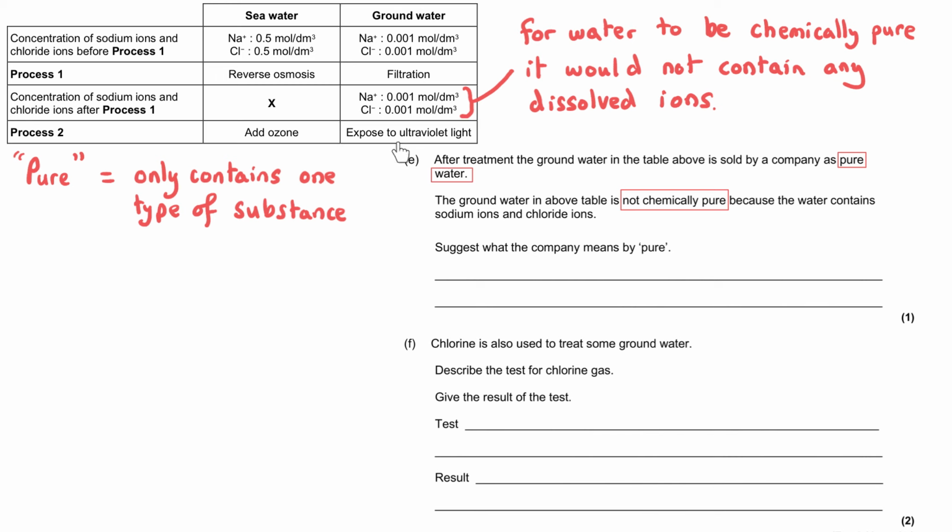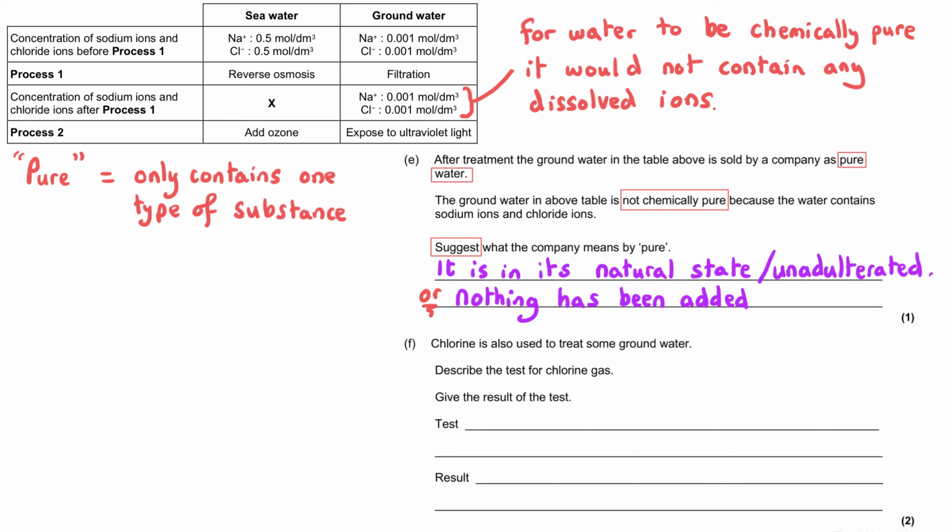And exposure to ultraviolet light will kill those microbes, but it won't do anything to the sodium or the chloride ions. And so we've been asked to suggest what the company means then by pure. And what they mean then is that it is in its natural state, or it only contains natural substances that are always found in water, or that it's in its unadulterated state. We could also approach this from a separate angle, and we can say that it's not been contaminated or that there has been nothing added to the water. But the best answer is pure means it is in its natural state.